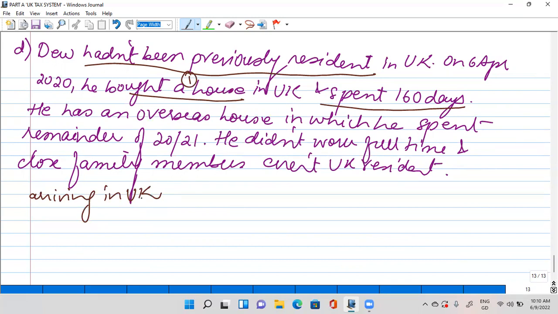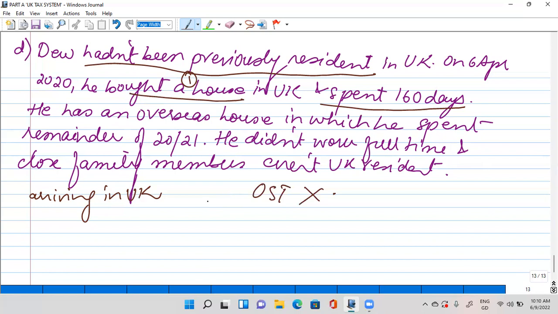First of all, let's go for the automatic overseas tests. He's not meeting that test because he has spent more than 46 days in the UK. He has spent 160 days, so the automatic overseas test is cancelled. Then let's see the automatic UK test. No, it will also not be met because he has spent less than 183 days. For that condition and other conditions as well, he has an overseas home. He doesn't work in the UK, so the ties test is relevant.